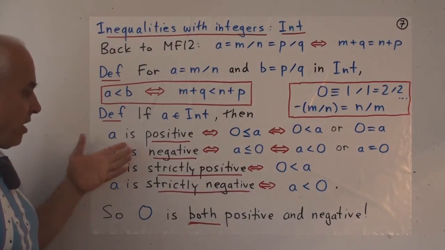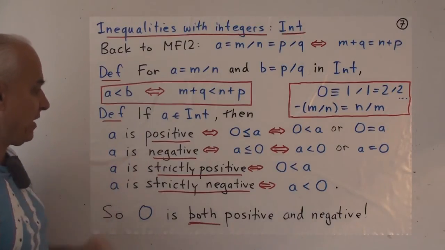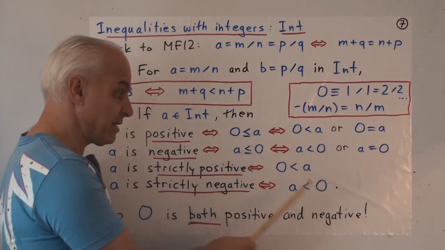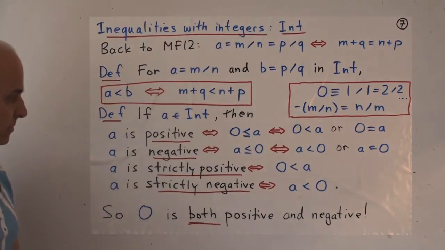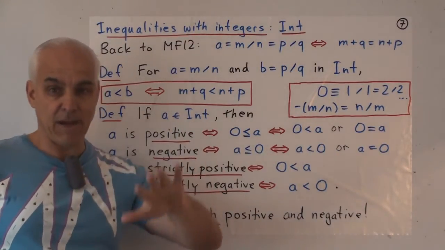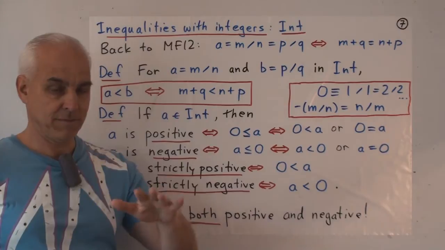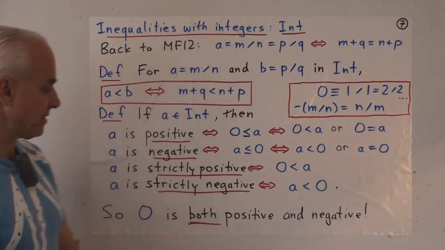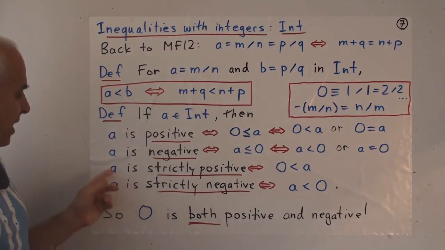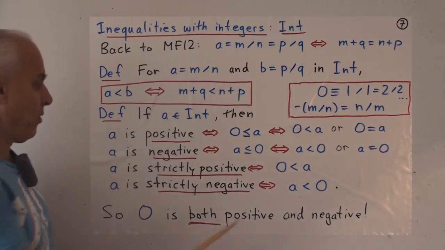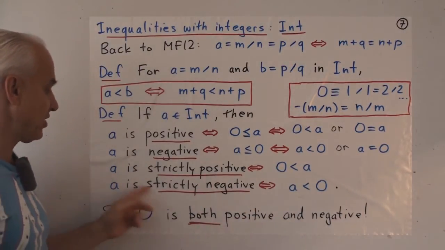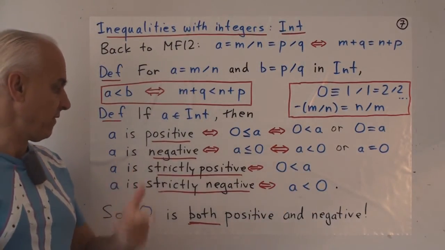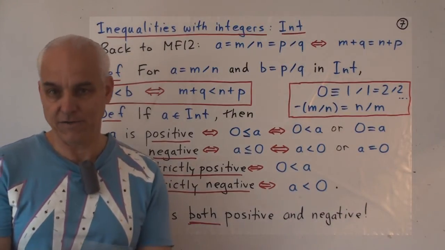And negative numbers are symmetrical. So a is negative precisely when a is less than or equal to 0, and that means that a is either less than 0 or it's equal to 0. So positive and negative are exactly symmetrically defined. Of course, that means that 0 is both positive and negative. That's all right. Then a number a is strictly positive when it's greater than 0, and it's strictly negative when it's less than 0.